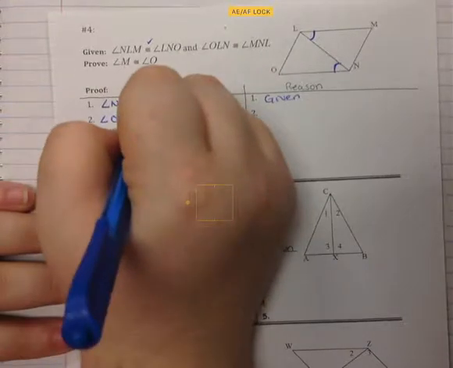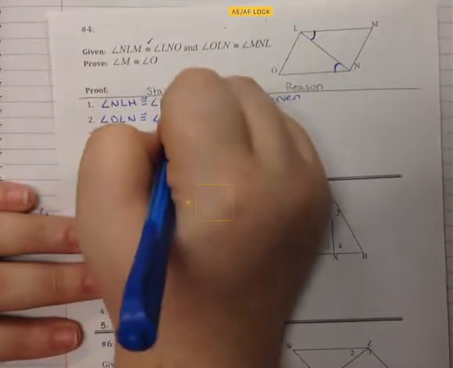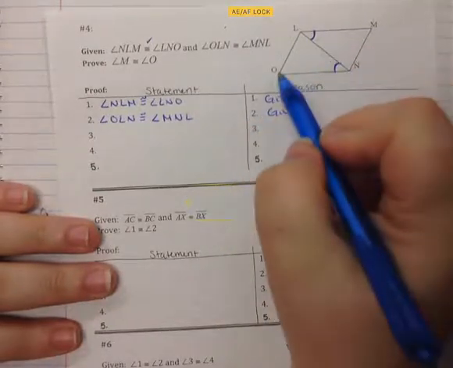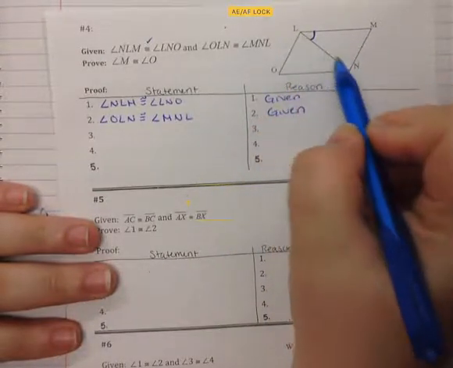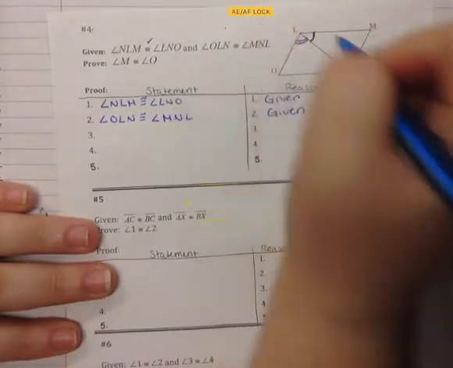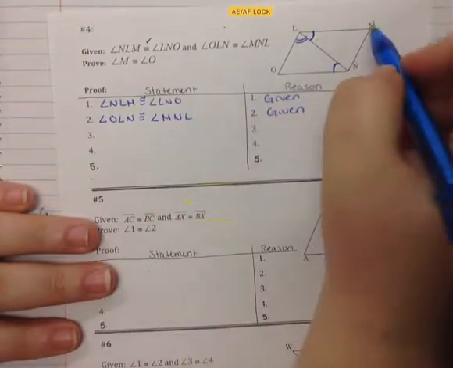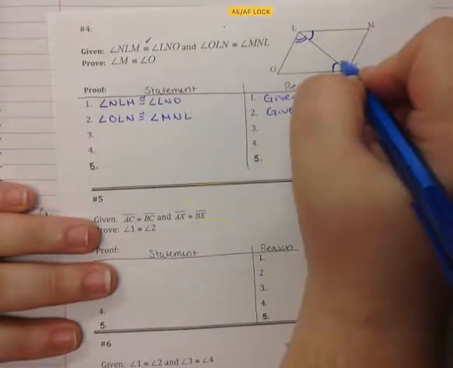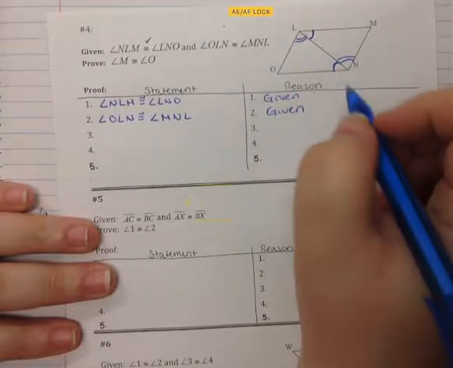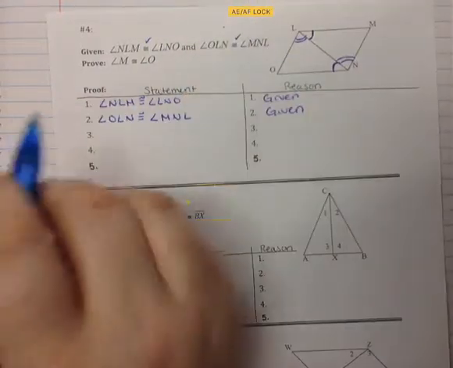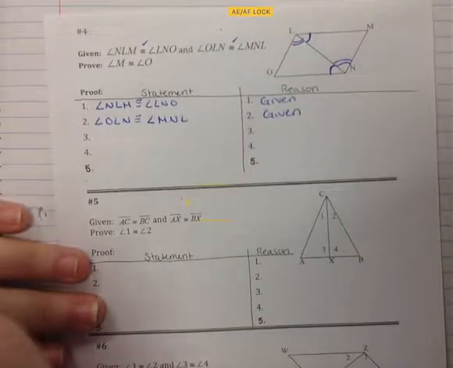Then the next one is angle OLN is congruent to angle MNL because of given. So we go OLN. So L is at our vertex. I'm going to have 2 arcs here. MNL. This is my vertex. It's in the middle. So I have 2 arcs here. It's in our proof. It's marked in our picture. It's congruent. Check mark. Those are all of our givens. We have 2 check marks. We need a third one. Or we need a third piece.